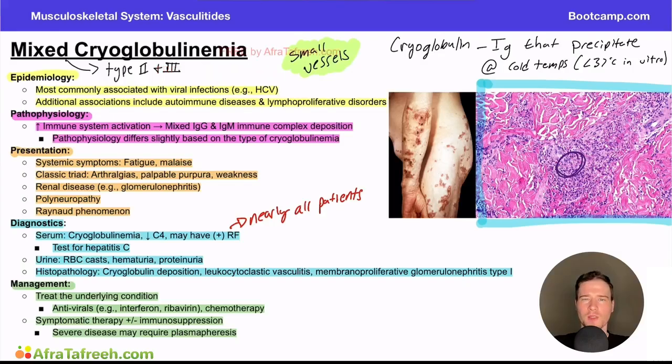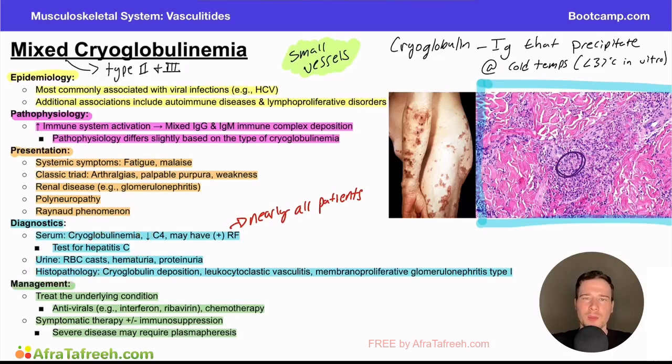The question could then ask which of the following tests should be ordered with the patient's lab to help make the diagnosis. So again, we kind of talked about this in the video, but a classic thing you want to do in addition to all their other labs, right, their blood, their chemistry panels, maybe a urinalysis, is you want to test for hepatitis C, right? You want to test for this with their other labs.